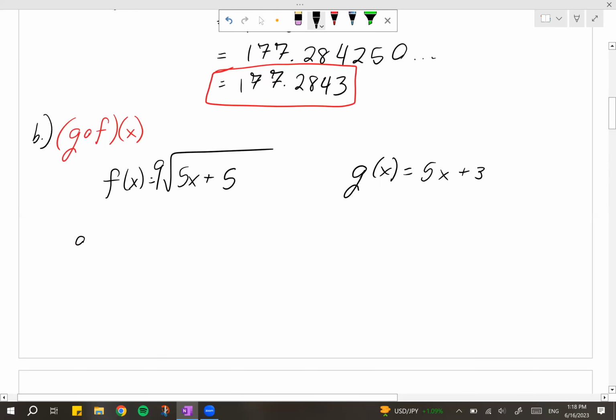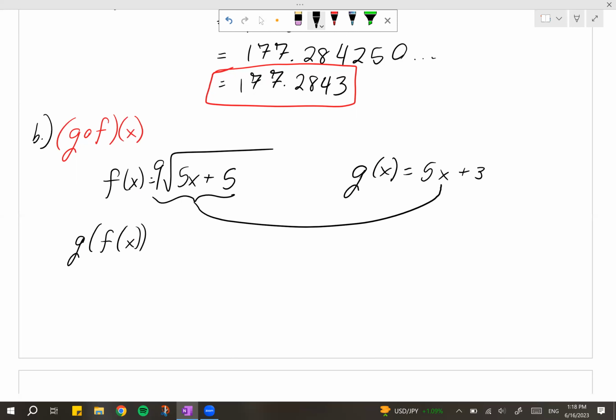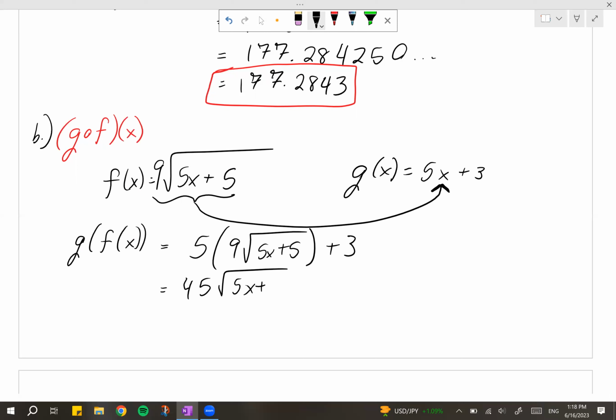So to do g of f of x, we're going to take our f of x function and plug it in to g right there where our x is. So this is going to be 5 times 9 times the square root of 5x plus 5 plus 3. Alrighty, and I can simplify this just a little bit more and do 45 times the square root of 5x plus 5 plus 3. And then that would be my final answer.